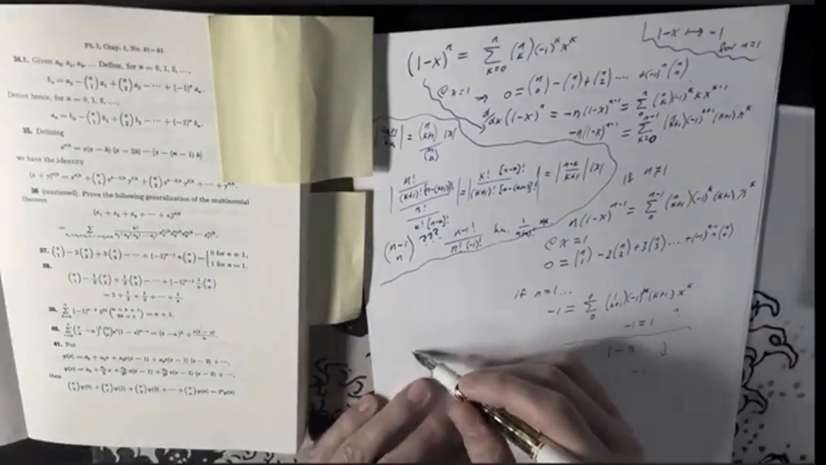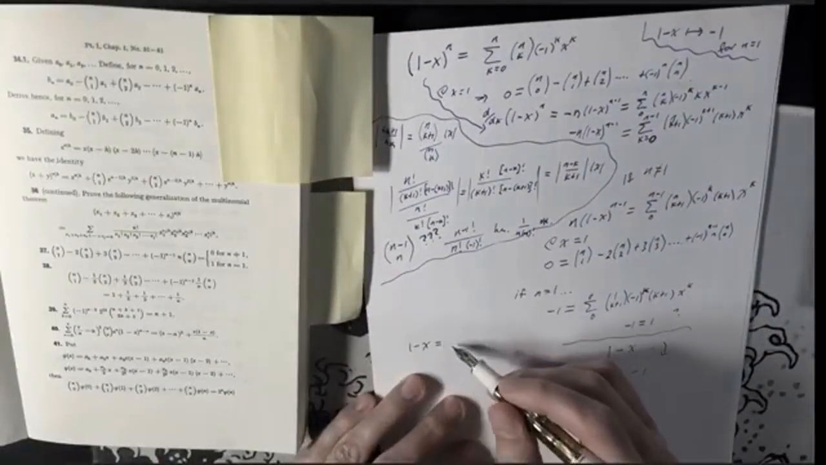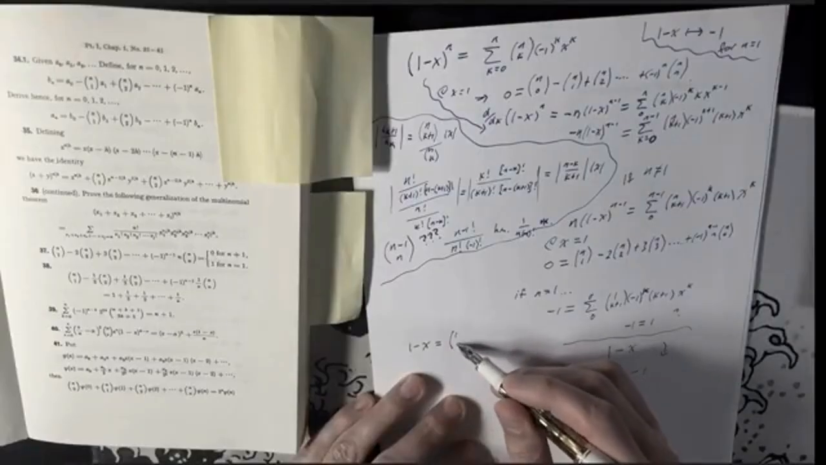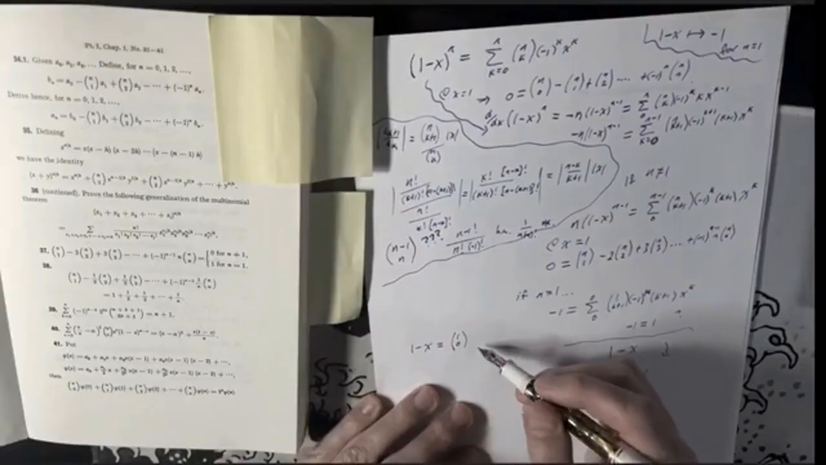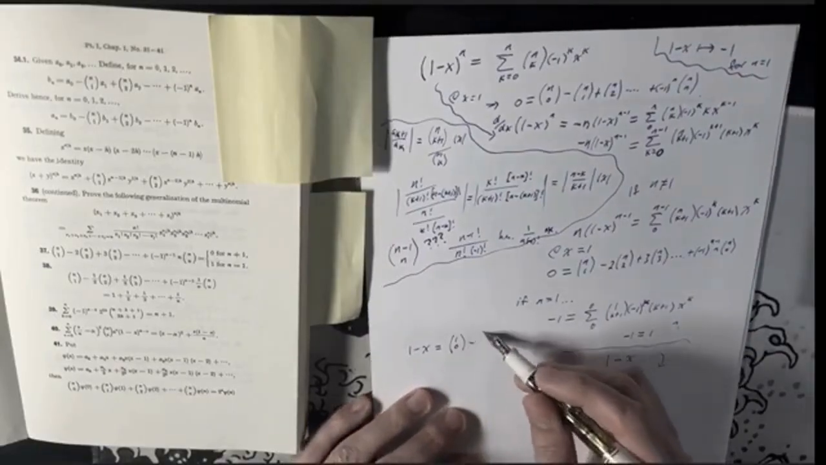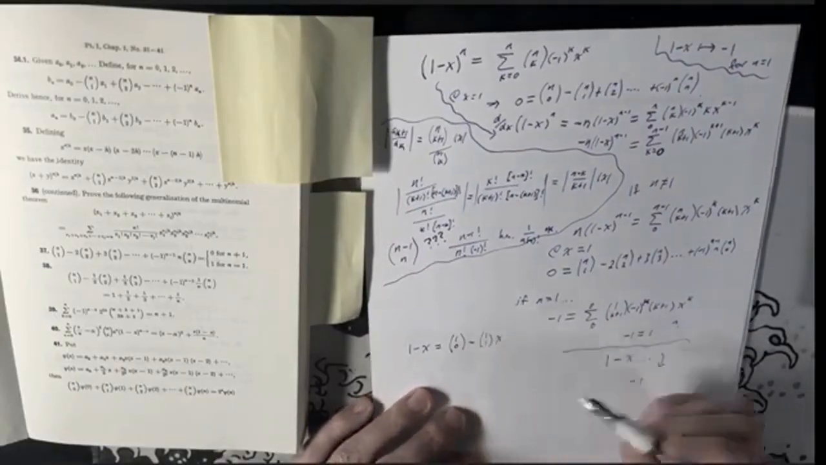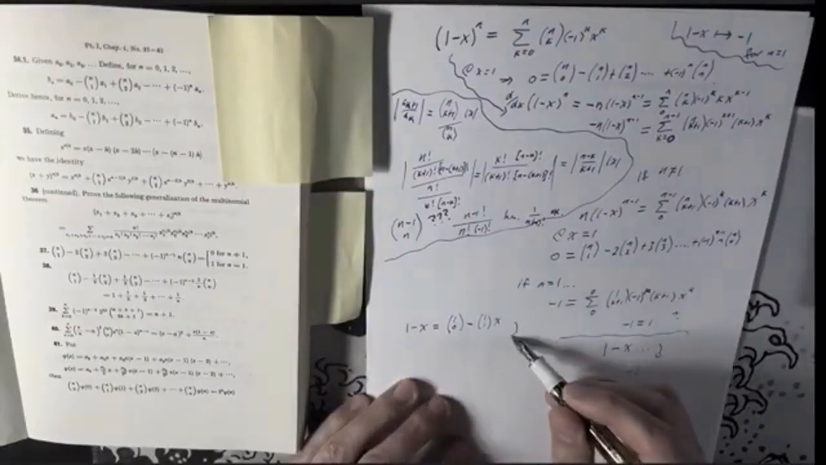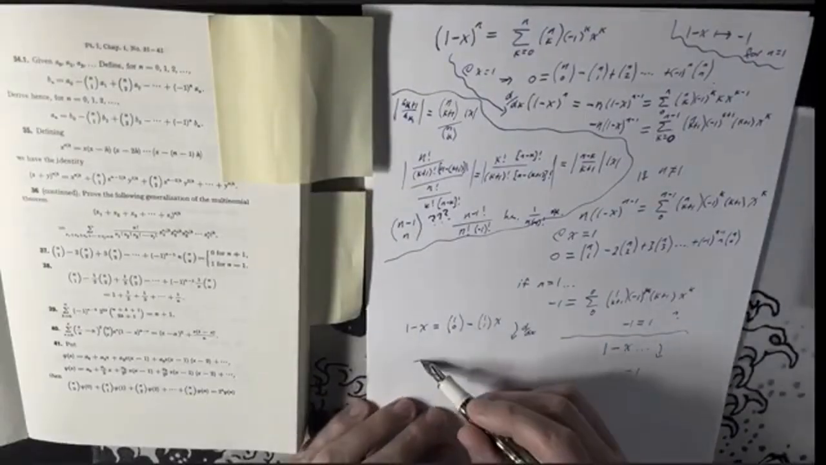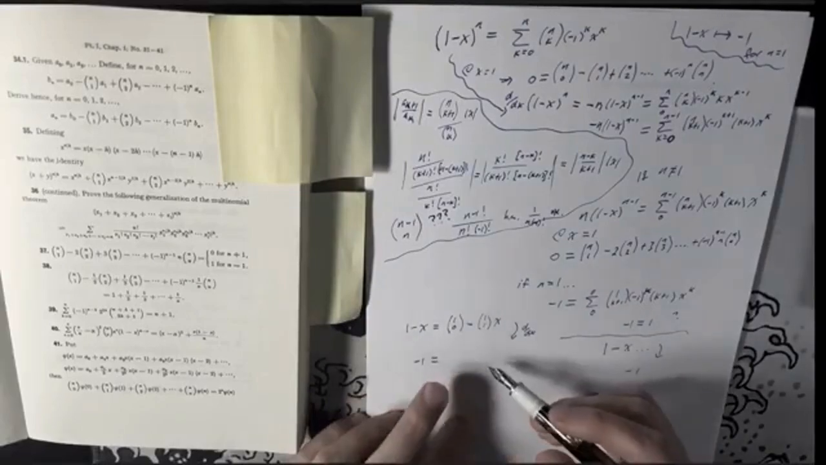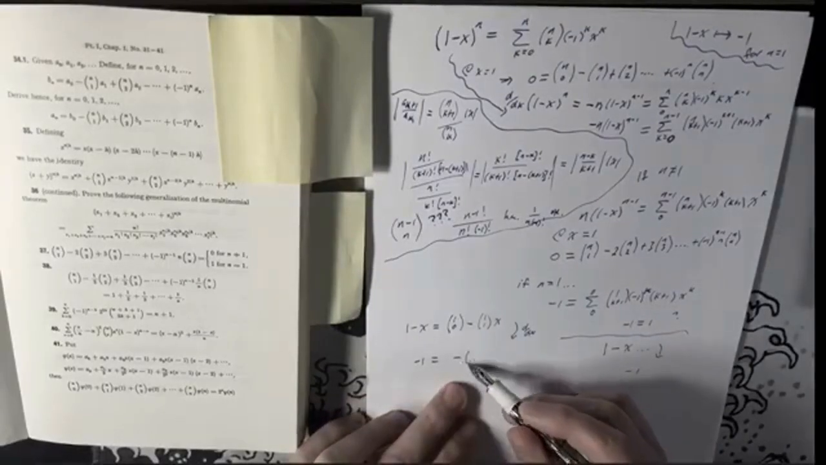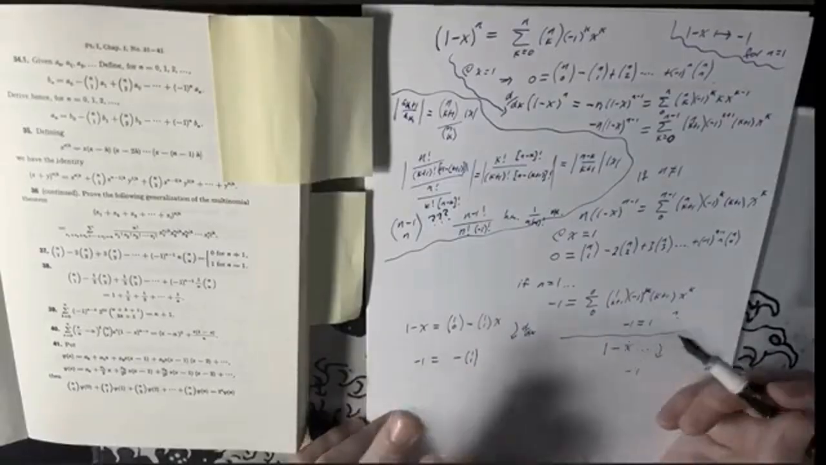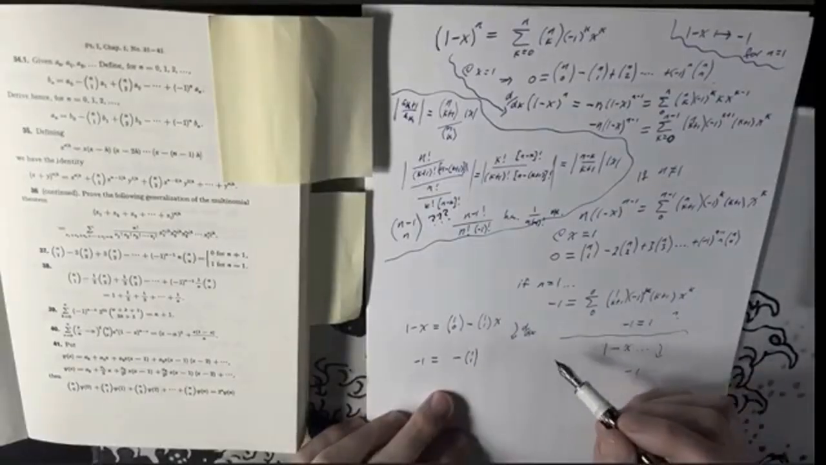We started with this. 1 minus x is 1 choose 0 minus 1 choose 1 times x to the 1, right? If we differentiate, you just get negative 1 equals negative 1 and all is right with the world?